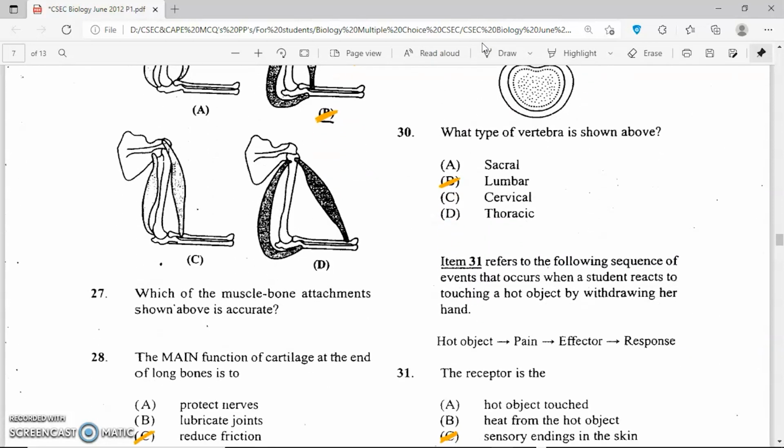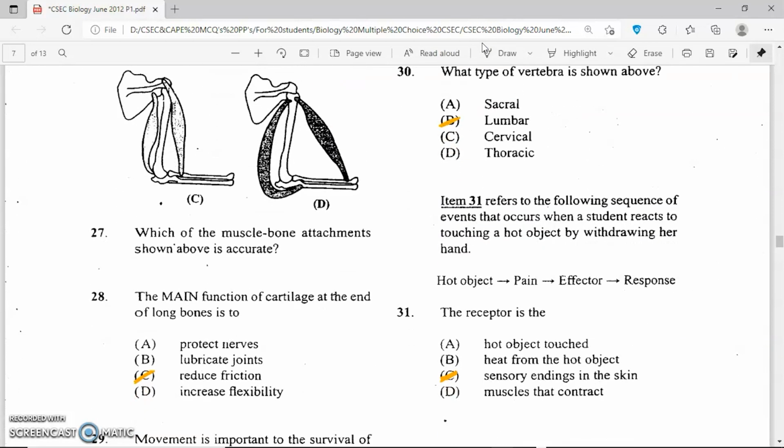Let's look at number 28. The main function of cartilage at the end of long bones is to reduce friction. Lubricating the joints would be the function of the synovial fluid. So C is the answer, to reduce friction.